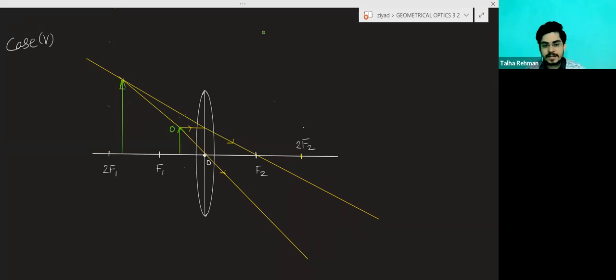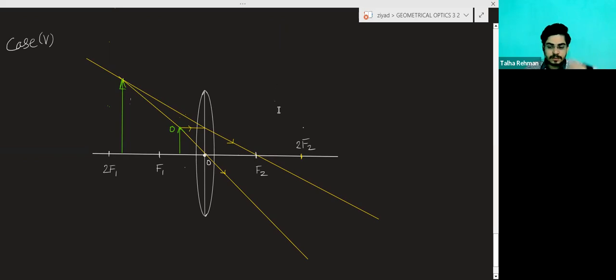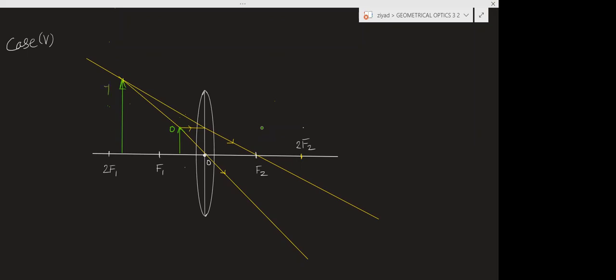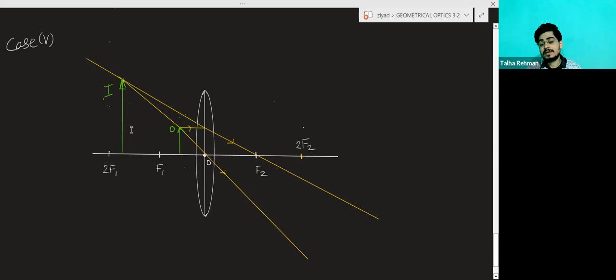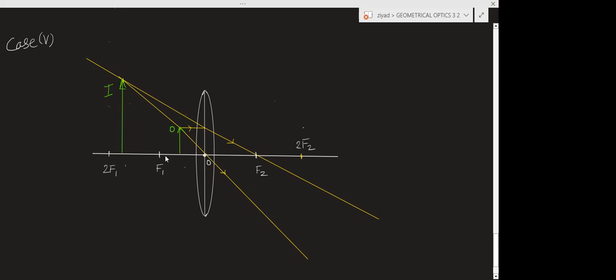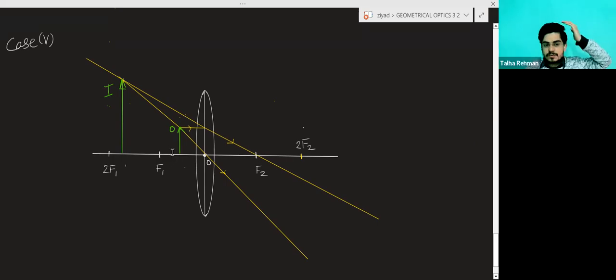So now you are getting the image on the same side of the object. If someone is asking where the image will form, you will not say that the image is forming between F1 and 2F1. This image can form beyond 2F1 also, here also. But we will say here the image is forming on the same side as the object. Where the object is present, the image is also present on that side.